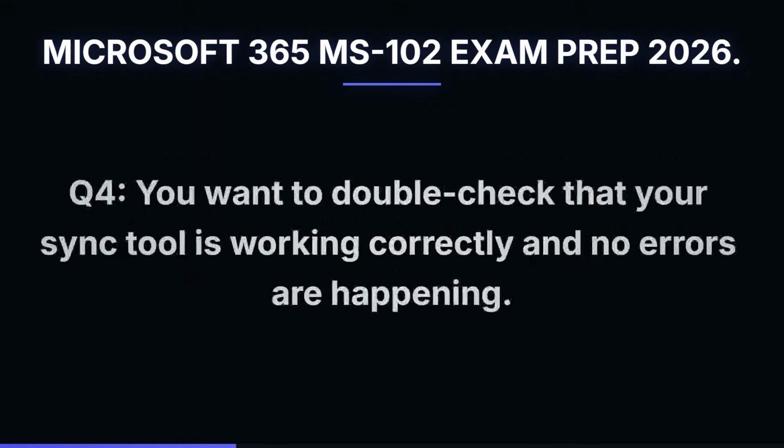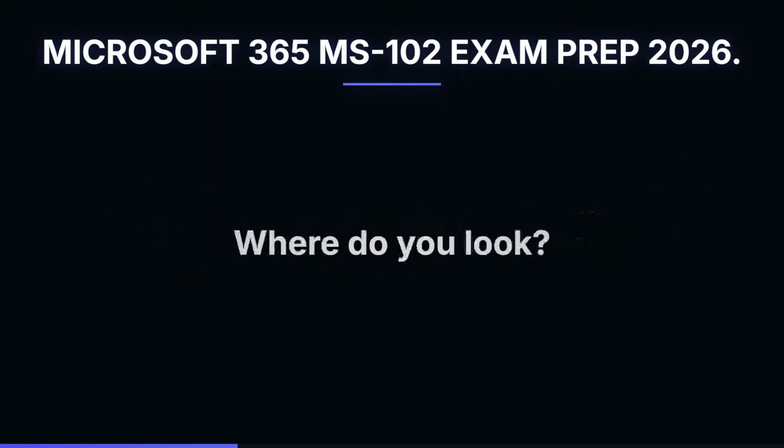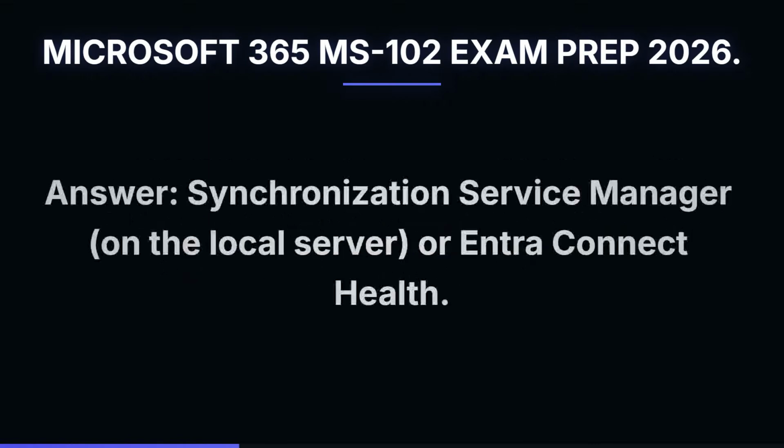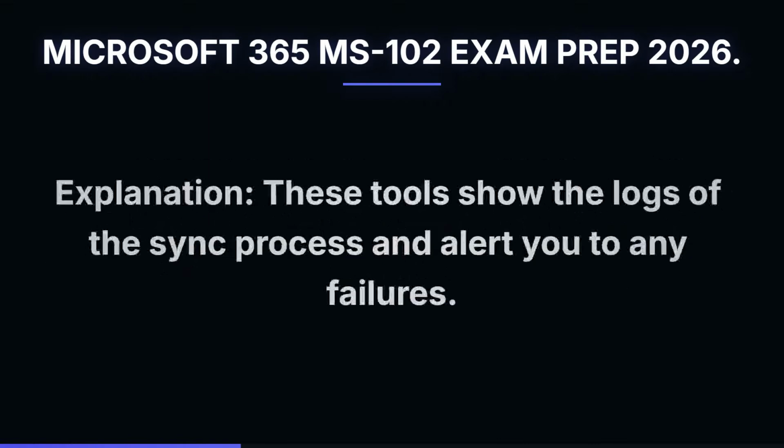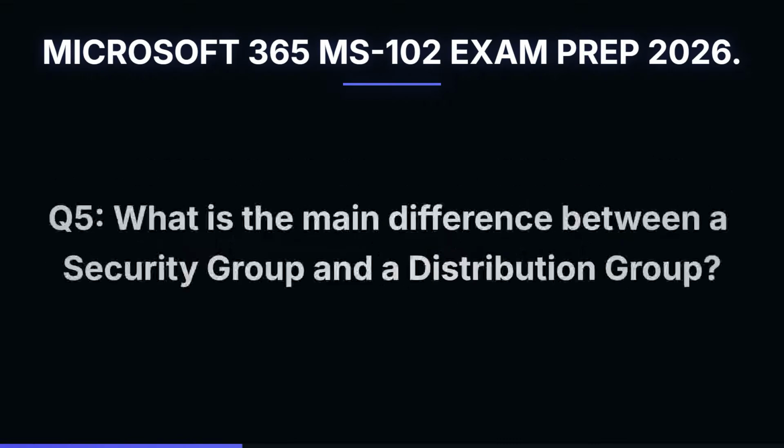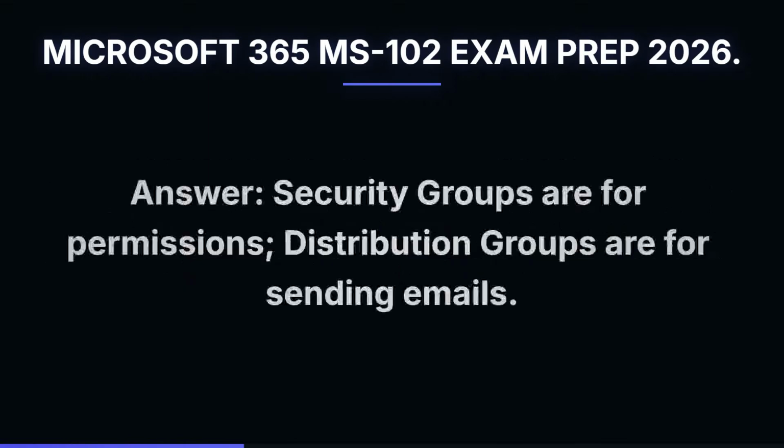Q4. You want to double-check that your sync tool is working correctly and no errors are happening. Where do you look? Answer: Synchronization Service Manager, on the local server, or Entra Connect Health. Explanation: these tools show the logs of the sync process and alert you to any failures. Q5. What is the main difference between a security group and a distribution group? Answer: security groups are for permissions, distribution groups are for sending emails.